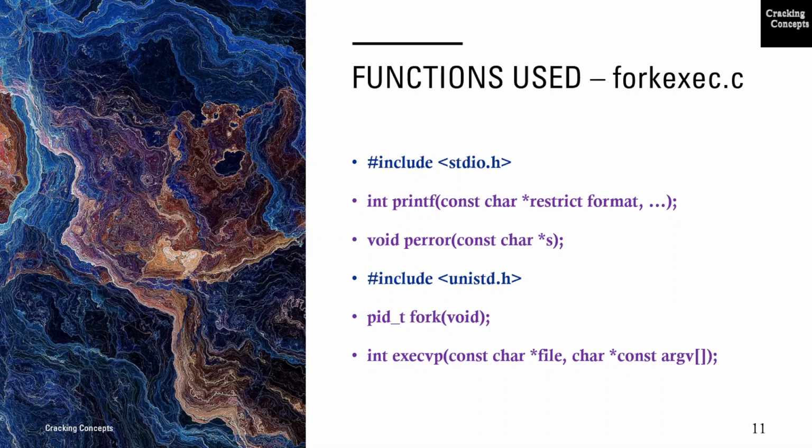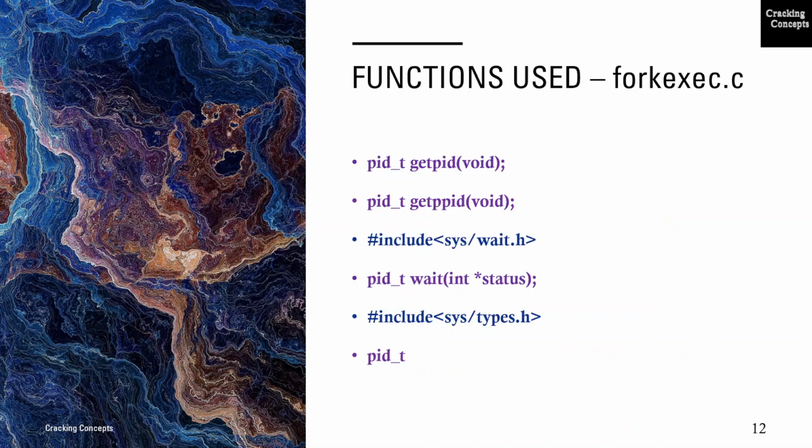From that, we use the functions fork and execvp, which we have already discussed in the previous slides. We also use other functions from the same header file, which are getpid, which will return the process ID of the calling process, then getppid, which will return the process ID of the parent of the calling process.